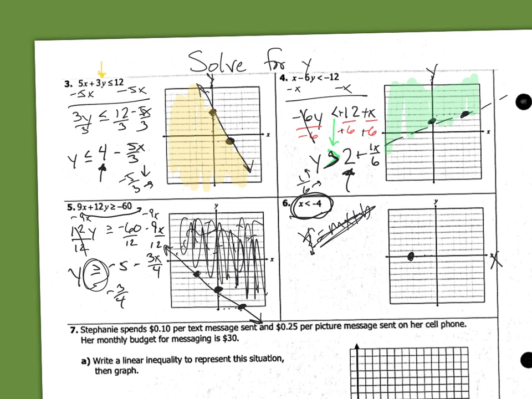I could graph the point negative 4, 2. Negative 4, negative 2. Negative 4, 5. So up and down, up and down. So this is the line where x equals negative 4. Now to make it less than, it's like a number line now. Where are all the numbers less than negative 4? They go that way. So that's how you graph that weird line.